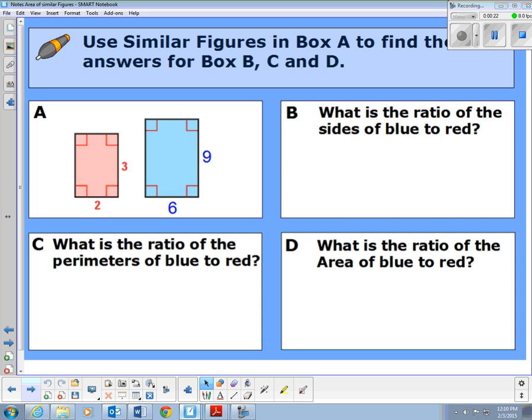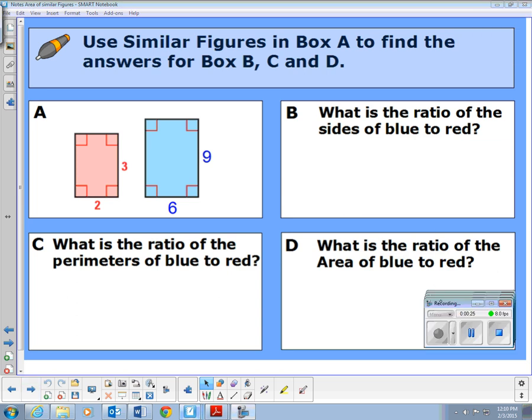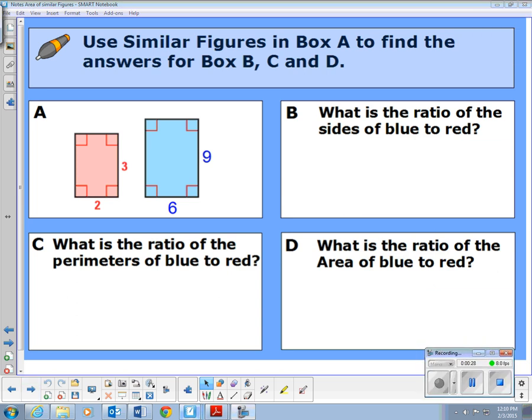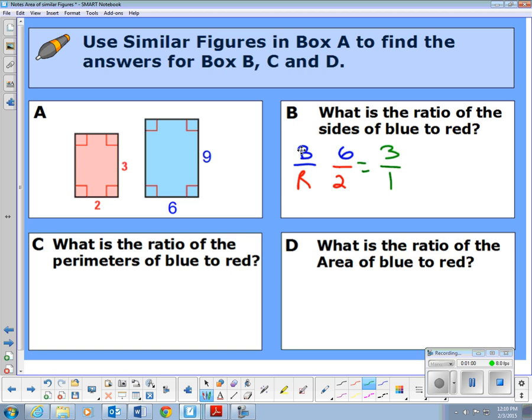It says use the similar figures in box A to find the answers for boxes B, C, and D. If we look at figure A, we have two rectangles. These two rectangles are similar. We have the dimensions of 2 and 3 on the red one and 6 and 9 on the blue one. It says, what is the ratio for the sides of the blue to the red? So we're putting blue to red. For my blue figure, that's a 6, and for my red figure, that's a 2. When I reduce these, I get 3 to 1. So my blue to red ratio is 3 to 1.